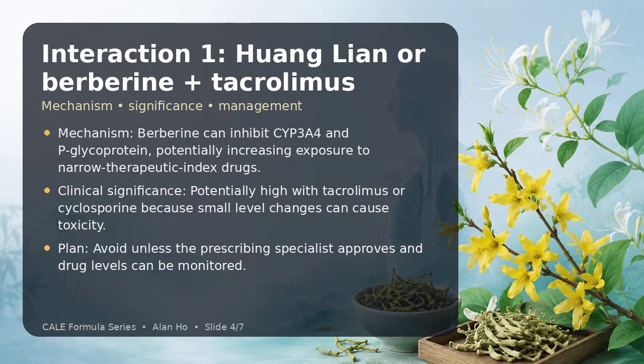Interaction 1 is Huang Lian, or berberine, plus tacrolimus. The mechanism is that berberine can inhibit CYP3A4 and P-glycoprotein, potentially increasing exposure to narrow therapeutic index drugs. The clinical significance is potentially high with tacrolimus or cyclosporine because small level changes can cause toxicity. My management plan is to avoid unless the prescribing specialist approves and drug levels can be monitored.